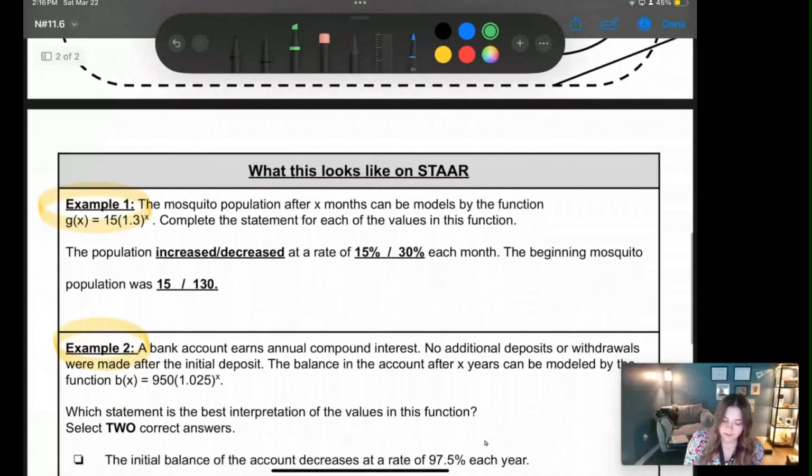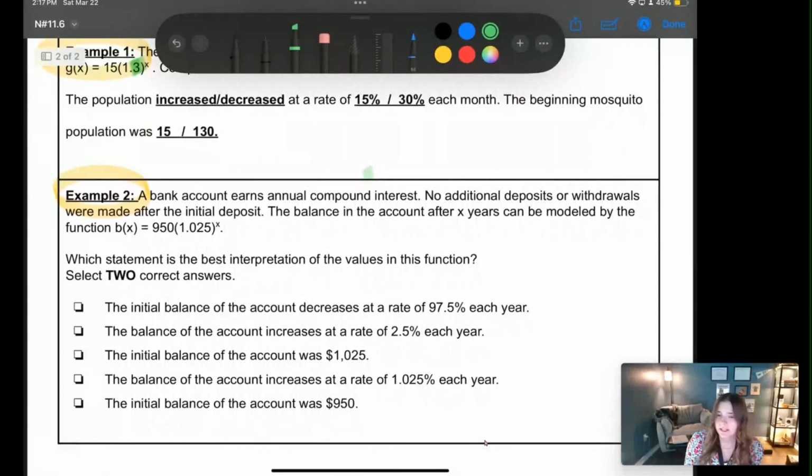Still the same. If your b is greater than 1, would this be exponential growth or decay? What is the rate each month? Well, think about how far past that 1 the beginning mosquito population was. What was the initial number? Okay, try that one on your own. Circle or underline or highlight the correct answer on that one.